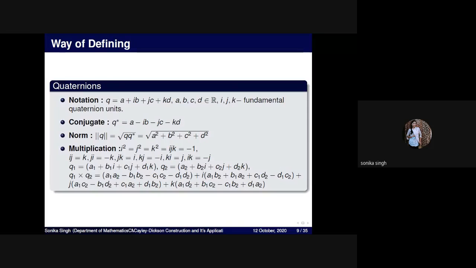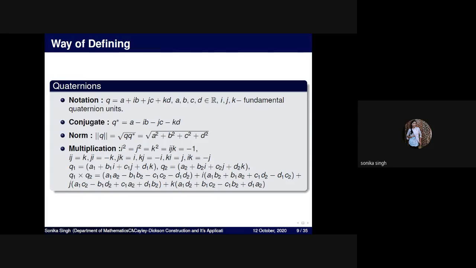We can get any quaternion by the linear combination of the fundamental quaternion units. And each quaternion has an opposite that is called the conjugate, which is formed by negating the coefficients of the imaginary part of the quaternion only. Quaternions have one real term and three imaginary terms. The conjugate of a quaternion is given by Q star, and that is equal to a minus ib minus jc minus kd.